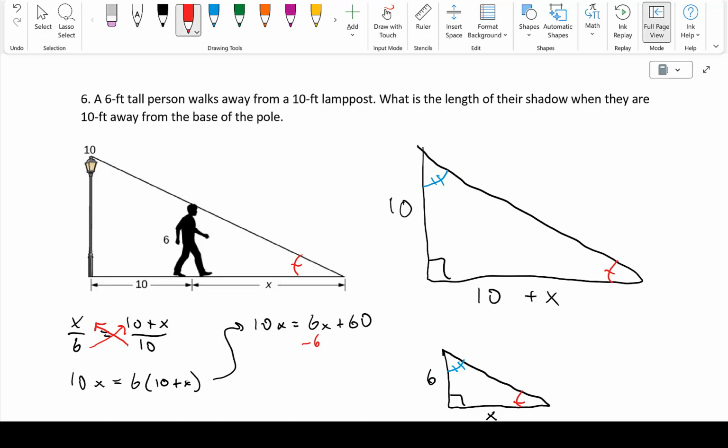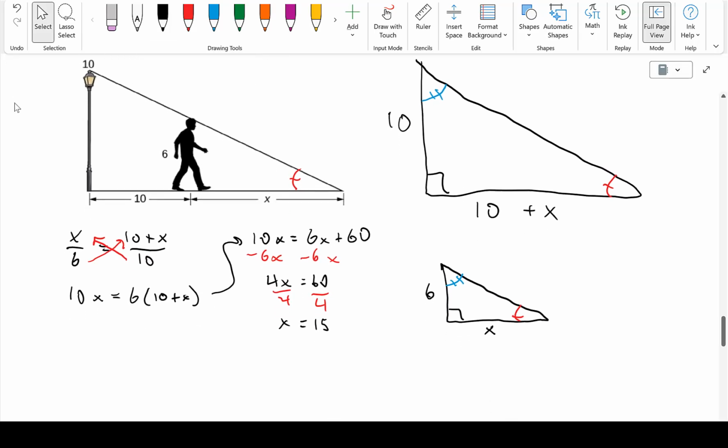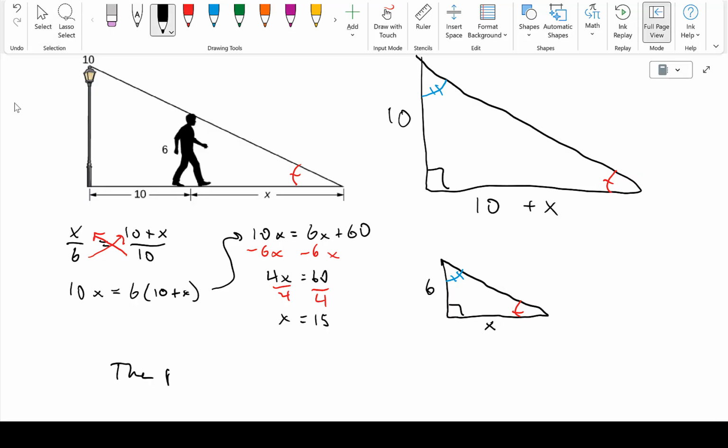Subtract our 6x to get it over to the left side. We end up with 4x equals 60. And when we divide by 4 to solve for x, we find that x is 15. And so we can write a sentence here at the bottom and say the person's shadow is, I hope it's feet because I'm going to write 15 feet long. Yeah, 6 feet tall. We definitely got feet. So we want to make sure our units are the same as what we started with, but we've got a shadow here that's 15 feet long.